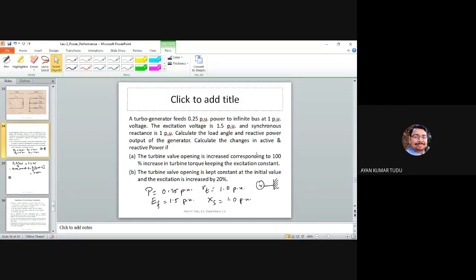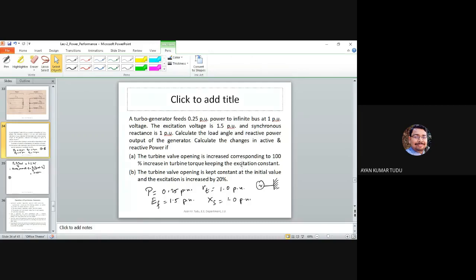It is written: calculate the changes in active and reactive power if, number one, the turbine valve opening is increased, corresponding to 100% increase in turbine torque, keeping the excitation constant. From this question, one thing is clear: we are considering that there is no loss in the generator. Since nothing has been written about the losses in the generator, we are considering that it is a loss-free generator.